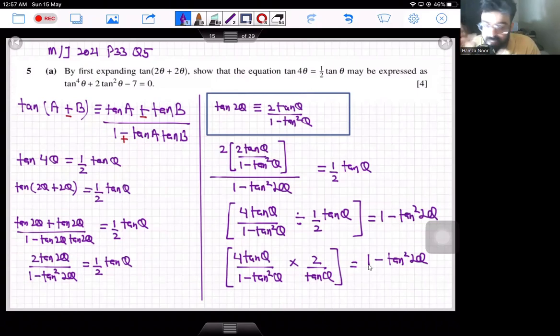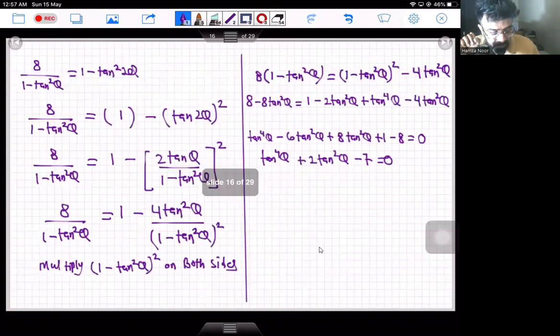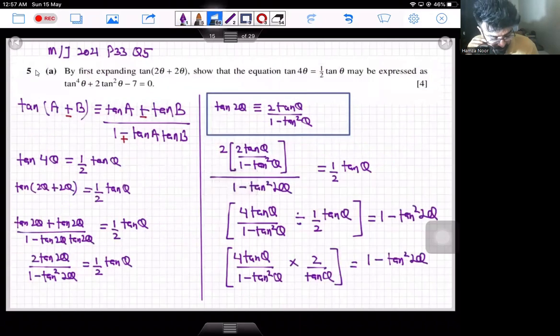squared 2 theta. And as I was saying, even if you avoid these two steps, it's completely fine. You can directly mention this thing over here after this step.